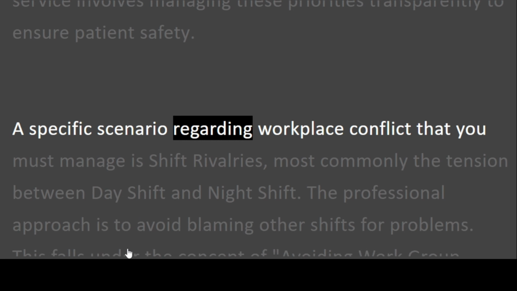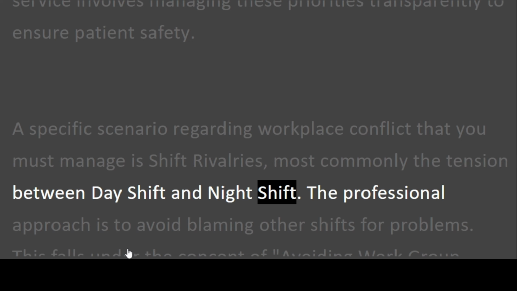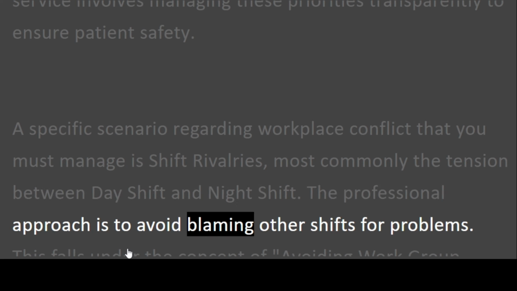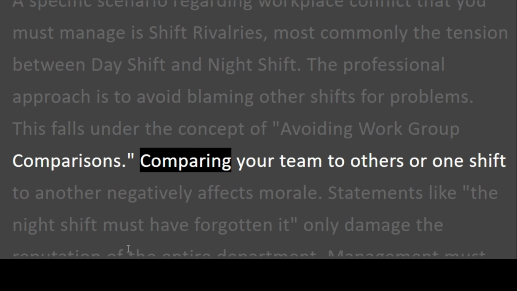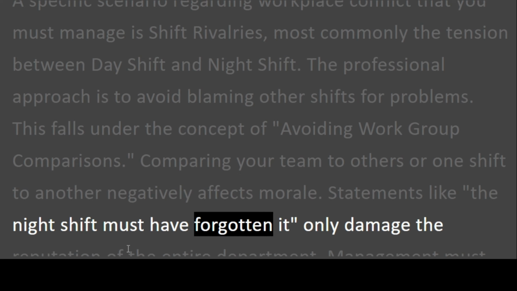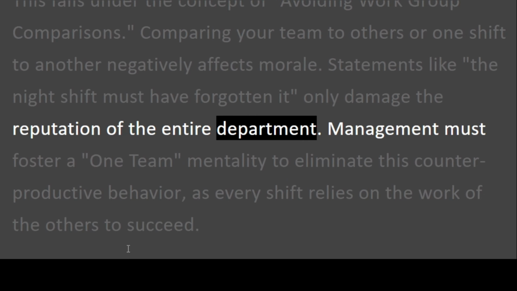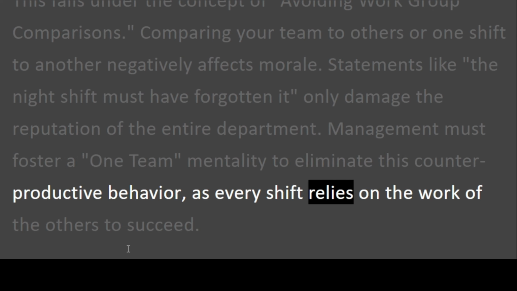A specific scenario regarding workplace conflict that you must manage is shift rivalries, most commonly the tension between day shift and night shift. The professional approach is to avoid blaming other shifts for problems. This falls under the concept of avoiding workgroup comparisons. Comparing your team to others or one shift to another negatively affects morale. Statements like, "the night shift must have forgotten it," only damage the reputation of the entire department. Management must foster a one-team mentality to eliminate this counterproductive behavior, as every shift relies on the work of the others to succeed.